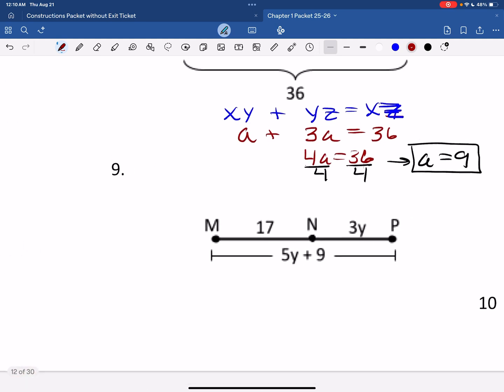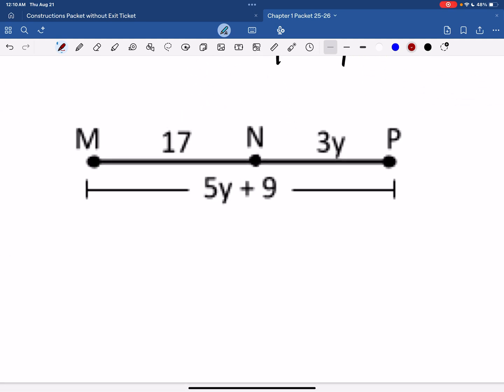All right, and then over here on number 9, last one. Okay, what equation can we write? Well, I want you to pause the video, and I want you to try to do this on your own and then come back and see if we can solve it together.